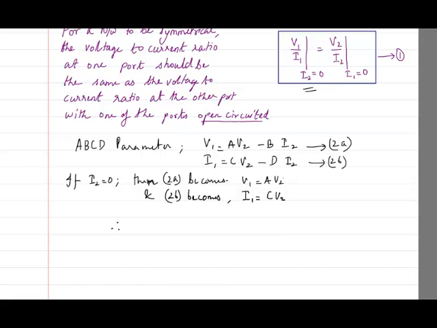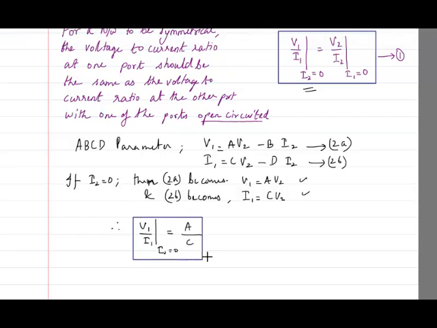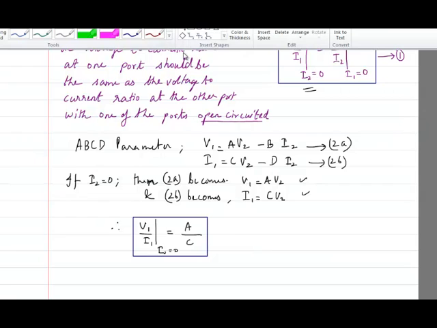Therefore, if you take these two equations, you will have V1 and I1. So V1 by I1 when I2 is equal to 0 is AV2 divided by CV2, where V2 cancels off, correct? So this is A by C, which is going to be my equation of the left hand side. Let me put this in a box.